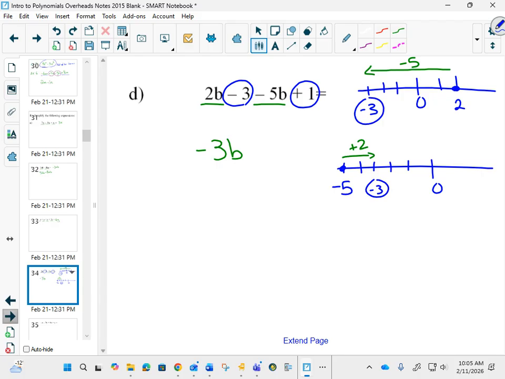Then the circled ones in blue. If you started at the minus 3, so I'm going to highlight that. I'm starting here now, minus 3. And I add 1, that would be going this direction. Where am I going to end up? Negative 2. So this is our final answer. We can't put those together because those are not like terms.